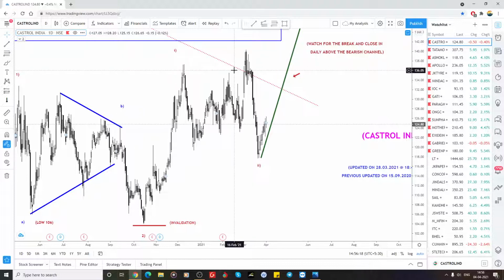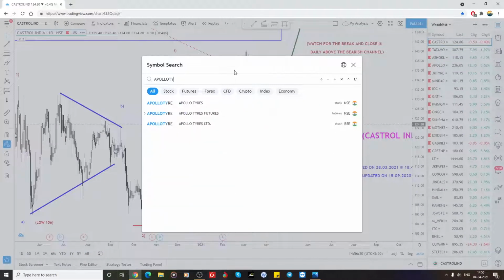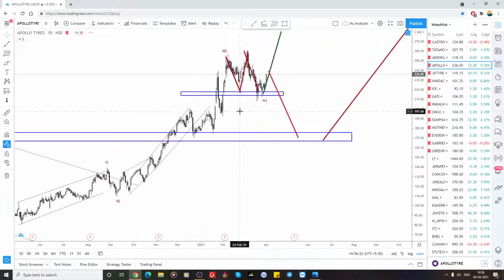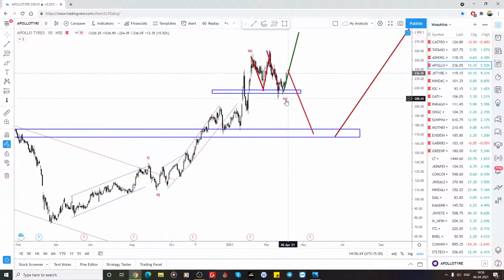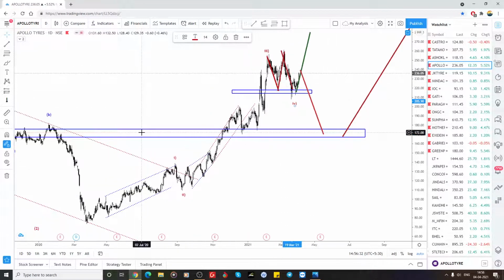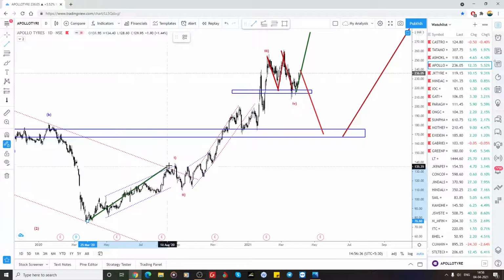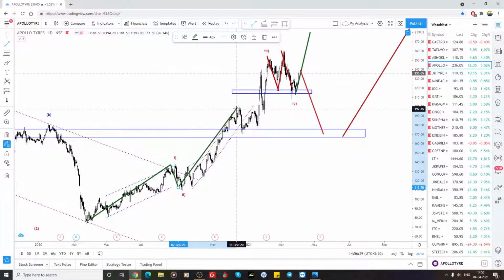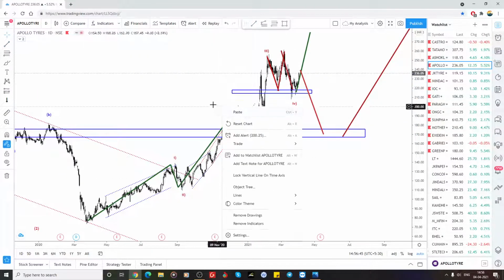So next is Apollo Tyres, and that also is in the fourth wave. There is no change here. So let's see whether it is going to be a fifth wave from here, or it is going to make something in complex corrections. And as I said sometimes last week also, it looks like 1, 2, 3, and 4, and the 5 wave also seems like that. So I'm not sure about that.